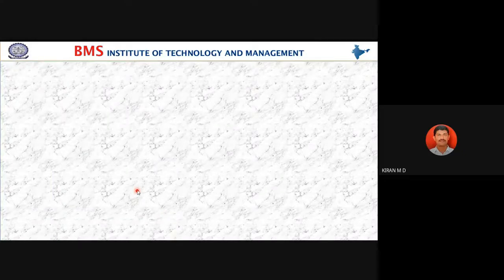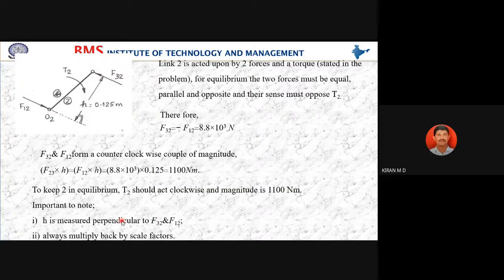Okay. This is the force analysis of the slider crank mechanism. Is it clear? Yes, sir. Next class I will solve the problem using software. Okay, you will get a clear idea how to solve that.